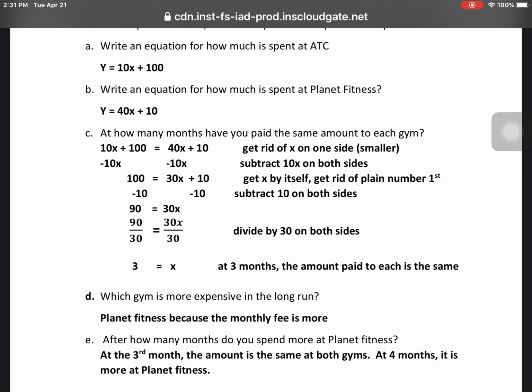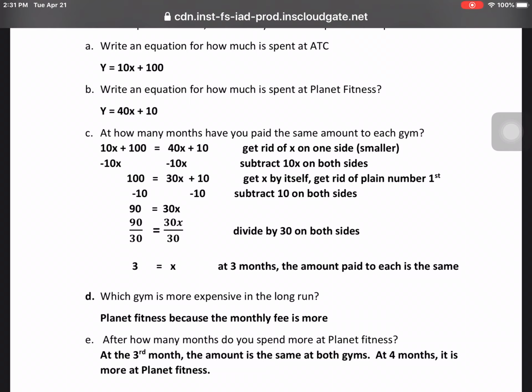30x means multiply, so divide by 30 on both sides to get x. 90 divided by 30 equals 3. X represents months, so at 3 months, ATC and Planet Fitness are the same.